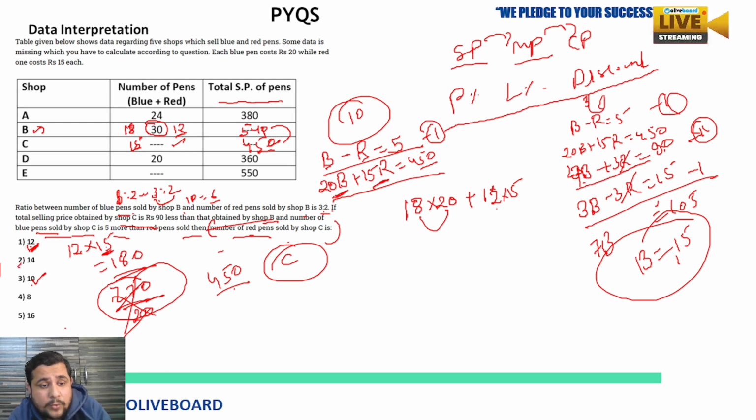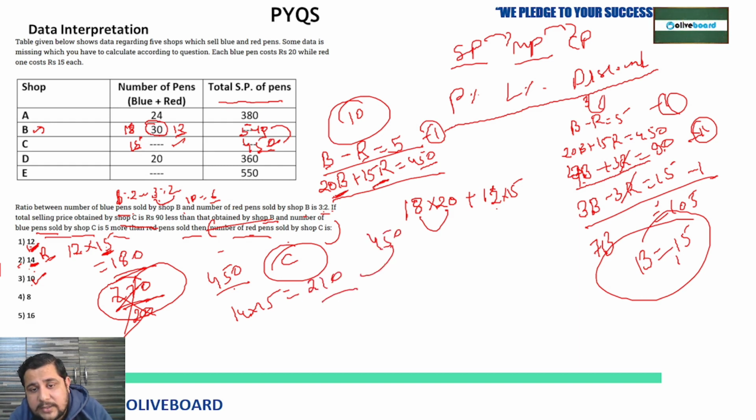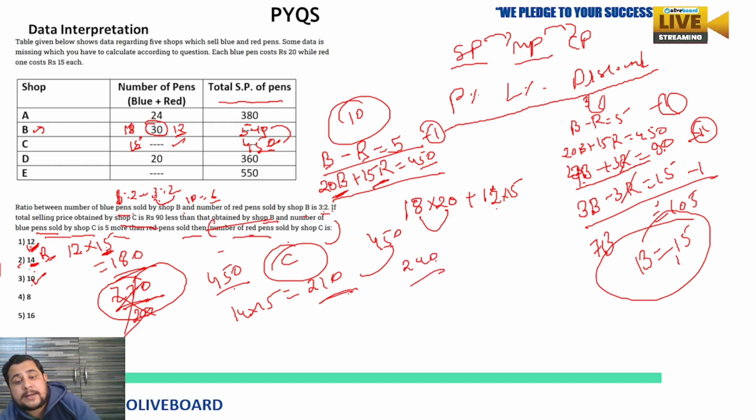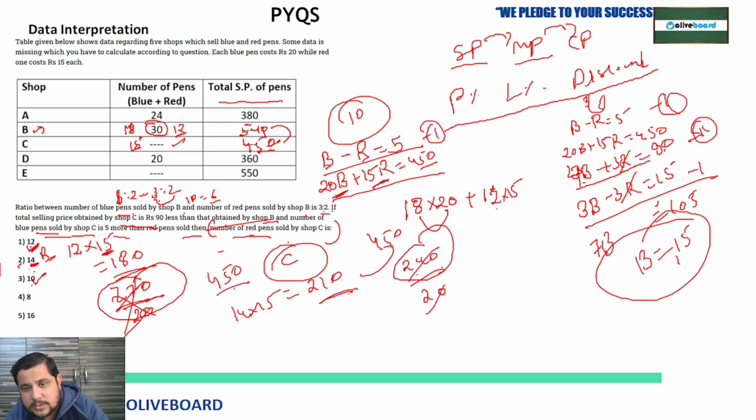Second, 14. So 14 red pens, sorry, not blue, red. 14 into 15, how much will you get? 210. Now 450 is the total price. So in that, 210 is the red pens' price. So 240 would be the pricing of blue pens. So blue pen is 20, 240 upon 20. So how many blue pens are you getting then? 12.